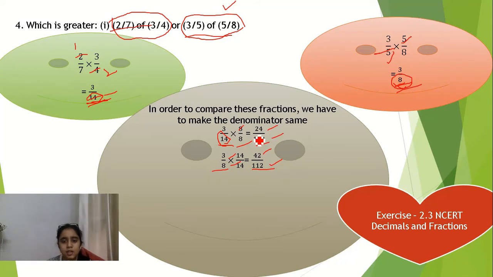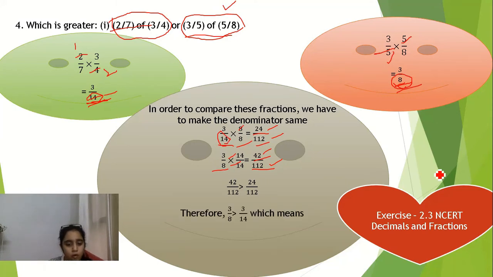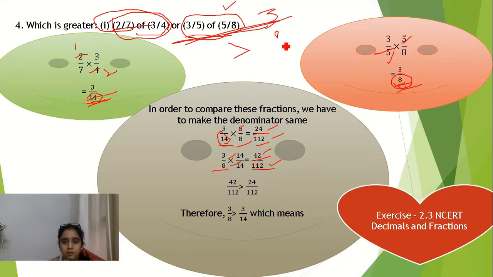If you see, in the numerator it is 24 here and 42 here. So 42 is greater than 24. It means 3 upon 8 is greater than 3 upon 14, which means that this part is greater than this part, because when we solved this part we got 3 upon 8, and when we solved this part we got 3 upon 14, and 3 upon 8 is greater than 3 upon 14. So this part is greater than this part.